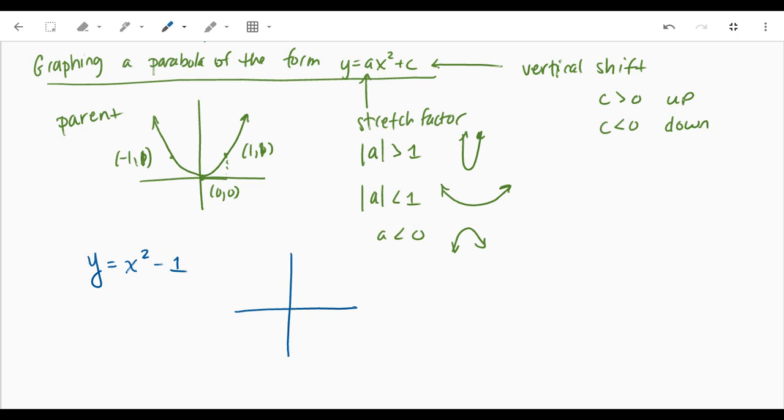This is a vertical shift of negative 1. So rather than having a vertex at 0, 0, it's at 0, negative 1. Okay, since the stretch factor didn't change, I will still move right 1 and up 1 to get to 1, 0, and left 1 and up 1 to get to negative 1, 0.